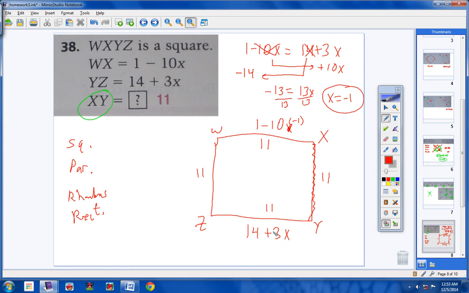Hold on, Mr. Earhart. What if I put a negative 1 here? Will I get 11? Yes, you will, definitely. There it is. 14 plus 3 times negative 1. 3 times negative 1 is negative 3. And 14 minus 3 is 11. So all 4 sides are 11, so the answer is 11 for this length right here.